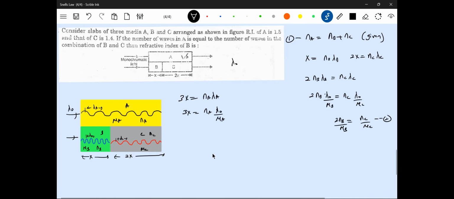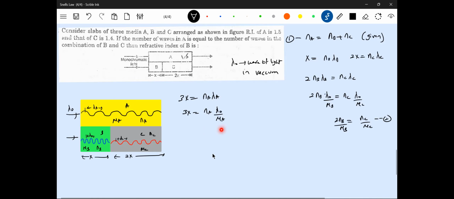What is lambda naught? The wavelength of light in vacuum. In medium A, it will become lambda naught by mu A. In medium B, it will become lambda naught by mu B. In medium C, it will become lambda naught by mu C. So this 3x equals, oh, it is there.